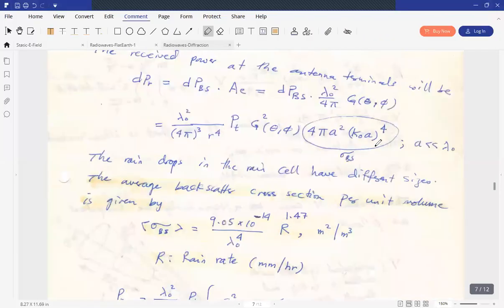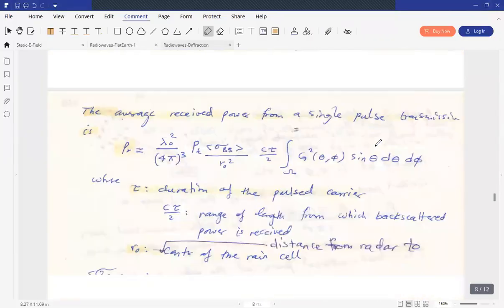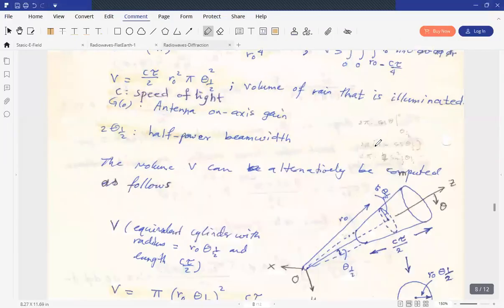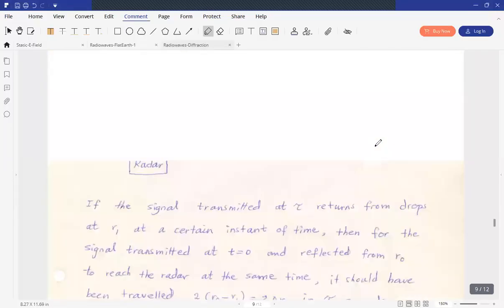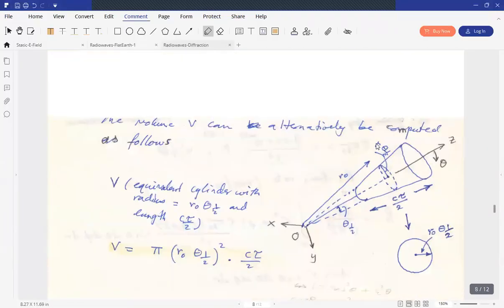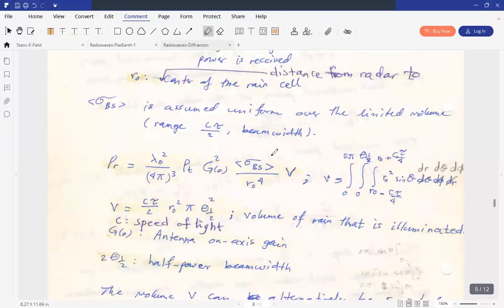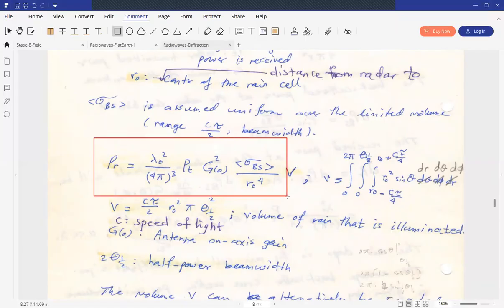We use the radar equation as it is, that we already studied. Here you can see the radar equation. This is PR equal lambda naught squared over 4 pi cubed R naught to the power 4, times P transmitter, and G squared, the gain squared. This is the only difference.